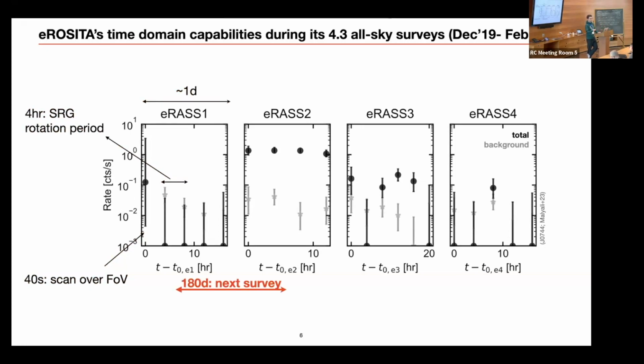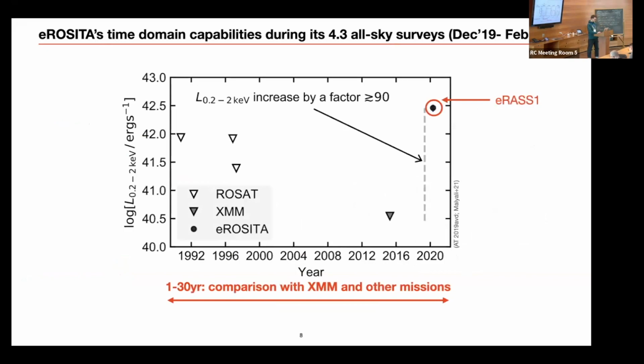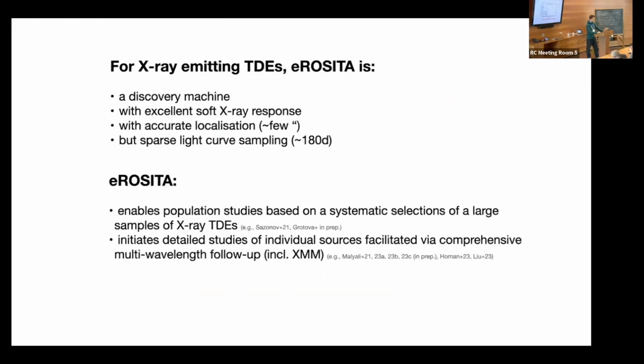Then 180 days later, you sample the X-ray variability again, and over longer timescales, you have a 2-year sampling of the X-ray light curve. And then, on top of this, you can do cross comparisons of eROSITA with previous X-ray missions.